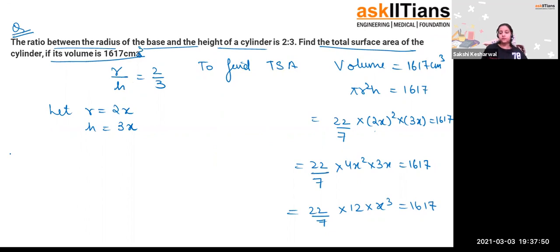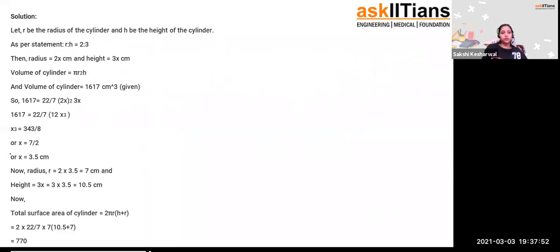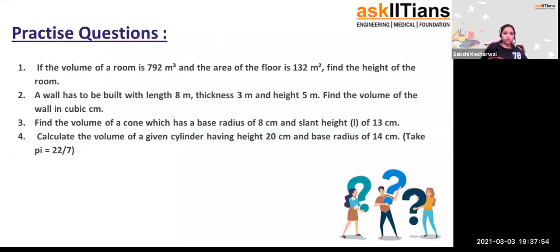Done? Now, let's come to the next question. These are practice questions. You can also give a try, like these are the homework, but what we do, out of 4, I'll solve 3 for you, and 1 you can solve yourself, right?